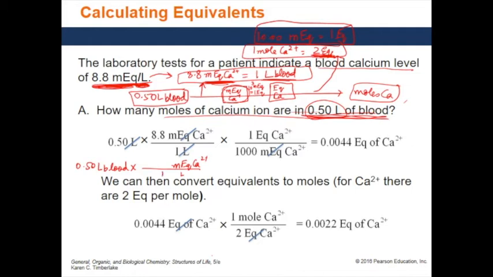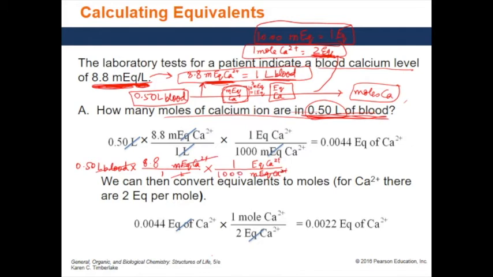We know 1 liter is 8.8 milliequivalents. Liter and liter are cancelled. We are left with milliequivalents. Now from milliequivalents, we can go to equivalents, which would be to cancel milliequivalents and convert it into equivalents of calcium. And we know that 1 equivalent is 1000 milli. So this and this are cancelled.